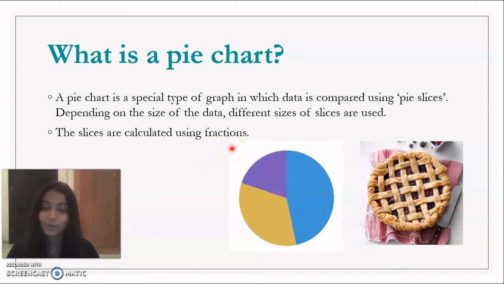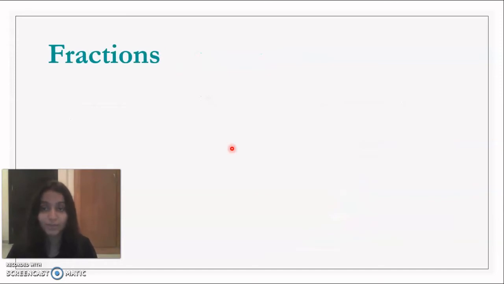Now, for those of you who don't know what fractions are, you will not be able to understand pie charts at all. So before we move more into pie charts, I'm going to tell you a little bit about fractions, okay? Just a quick introduction. So what are fractions? They are a part of a whole. Just remember that. That's your key sentence to everything you need to know about fractions.